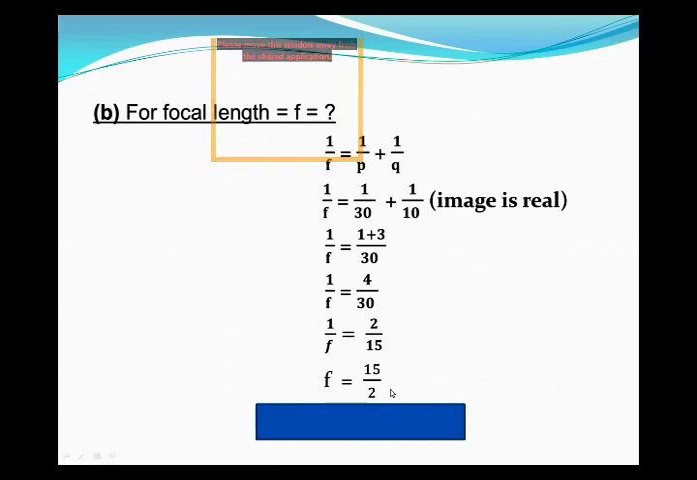After that, we just take the reciprocal to find the value of f. Then it will become f only and it will become 15 upon 2. So its value will come 7.5 centimeter. When we divide 15 by 2, we get 7.5 centimeter. I hope so, student, you will understand this numerical.